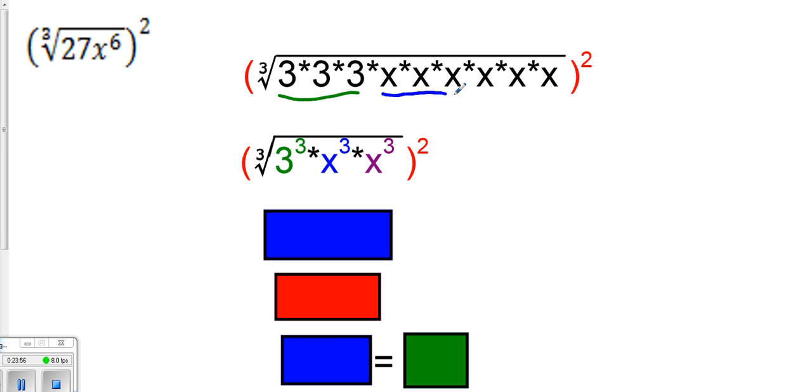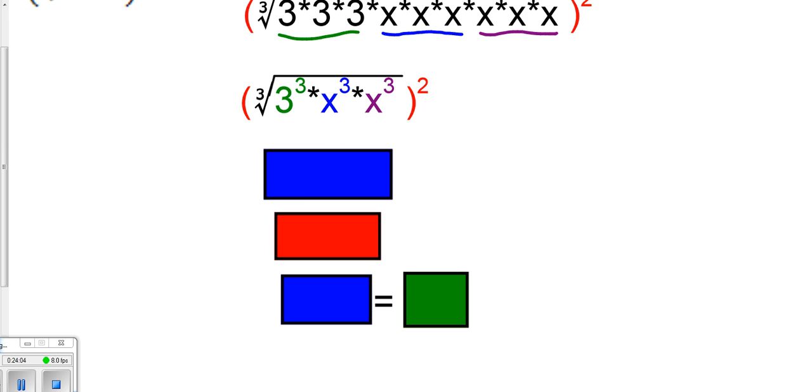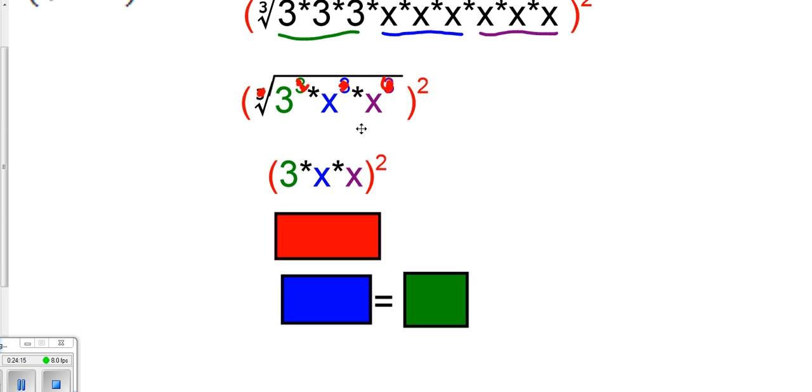x times x times x. So x to the 3rd power. And another x times x times x. So another x to the 3rd power. So each of these pieces is to the 3rd power, so we can cancel out everything. That index with that, with that, with that. And it's like they're all coming outside of the radical. So it's 3 times x times x.